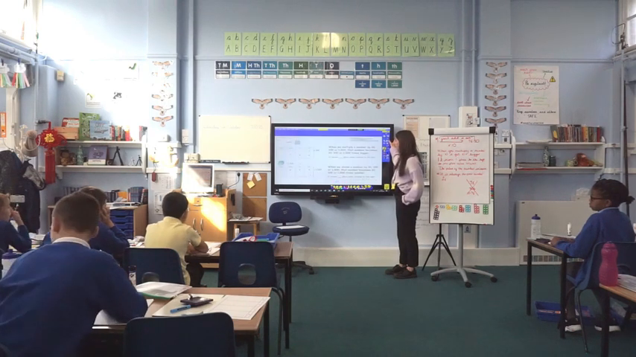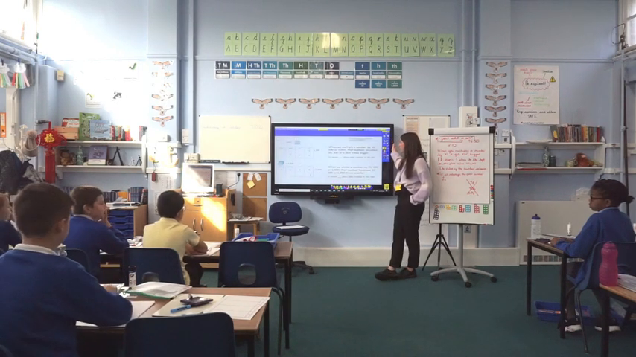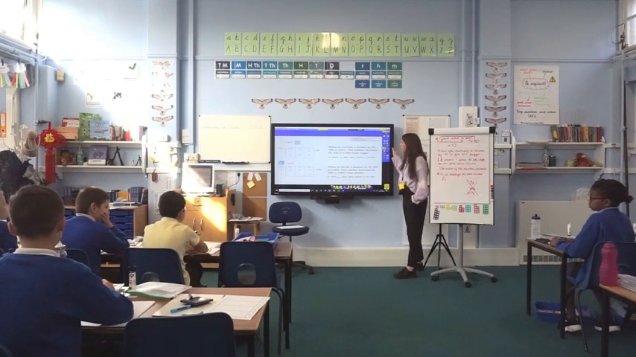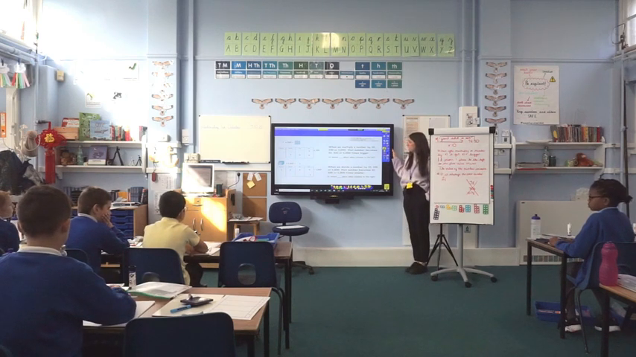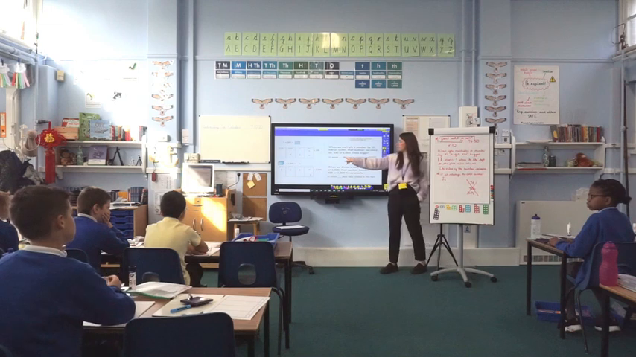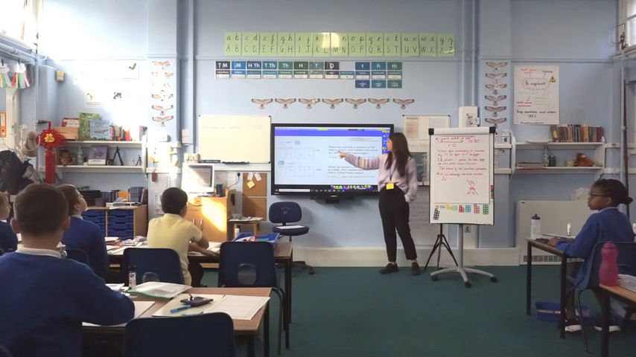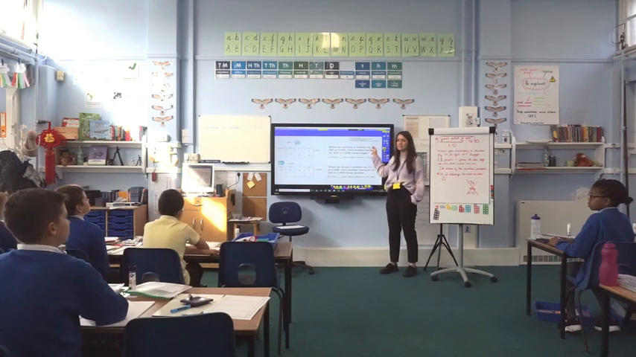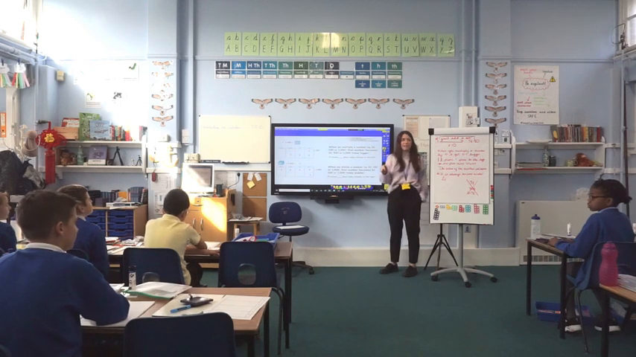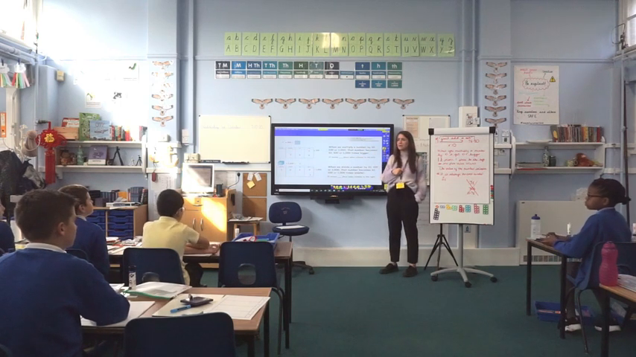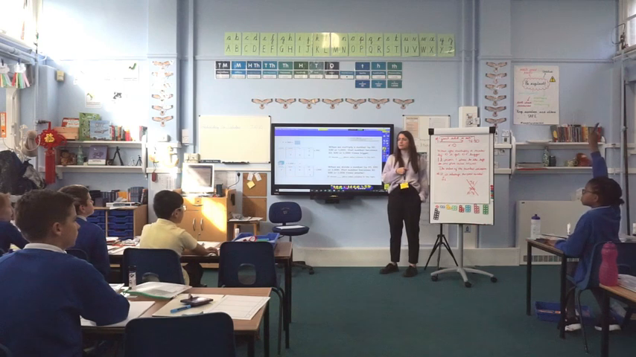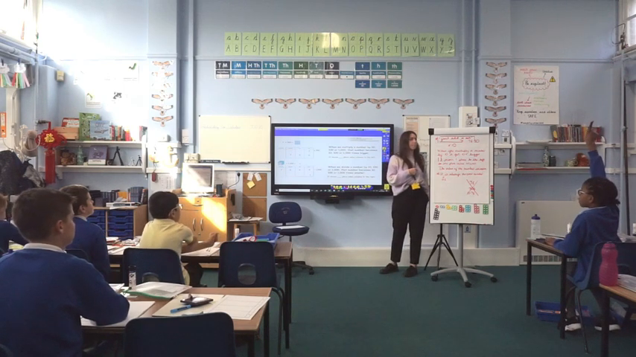Fantastic. So when we multiply a number by 10, 100 or 1,000, that number becomes 10, 100 or 1,000 times bigger, and it moves however many places to the left. So for 10, how many place value places does it move if I multiply a number by 10?